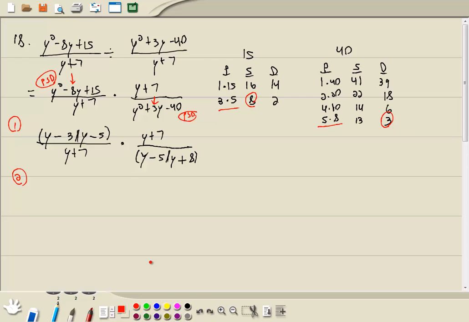Step 2, cancel. The only guideline is one's on top, one's on the bottom, they're the same. So we've got y minus 5 here, y minus 5 here. We've got y plus 7 here, y plus 7 here. So we're left with y minus 3 over y plus 8. And that's our answer.